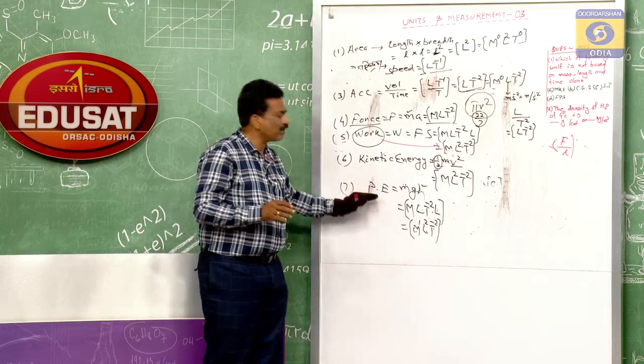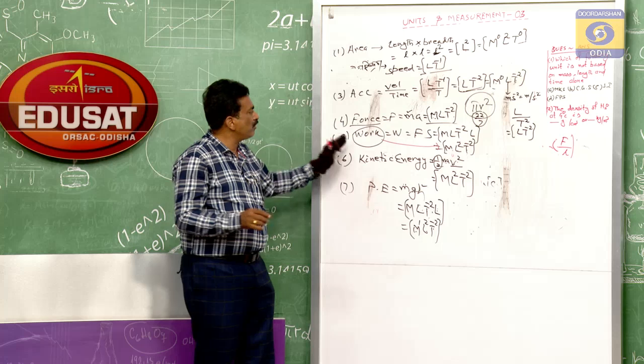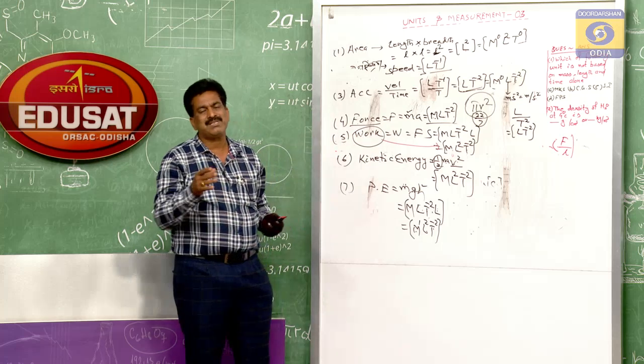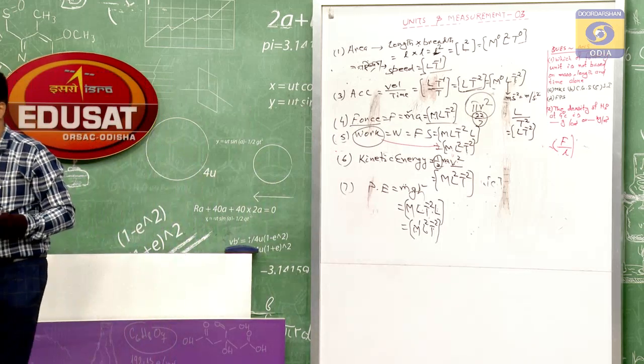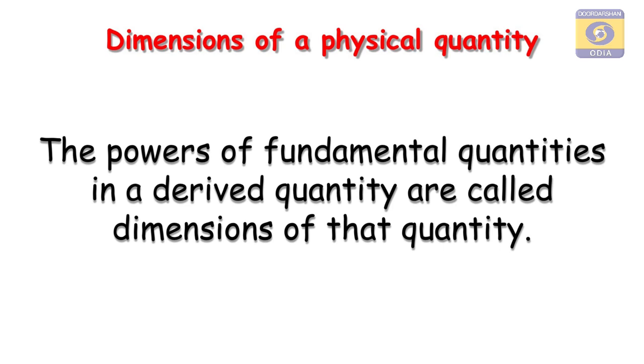By taking these fundamental examples, you can also proceed with the other physical quantities which you know. For the dimension, if you go to the screen, you will find that the powers of the fundamental quantities in a derived quantity are called the dimension of that quantity. In the next class we will go through the uses of dimensions.